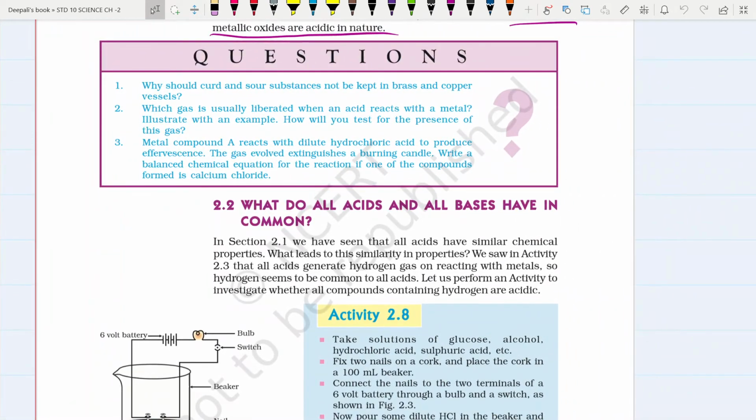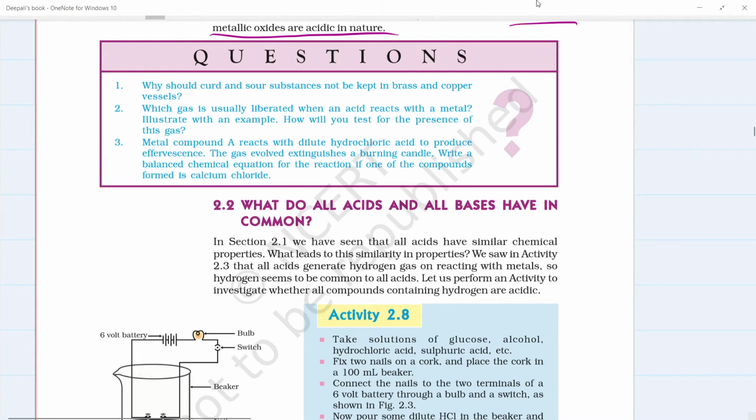Now in section 2.1, we have seen that all acids have similar chemical properties. We saw in activity 2.3 that all acids generate hydrogen gas on reacting with metals, and so hydrogen seems to be common to all acids. Let us perform an activity to investigate whether all compounds containing hydrogen are acidic or not.